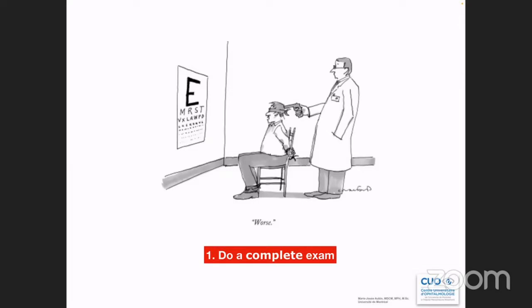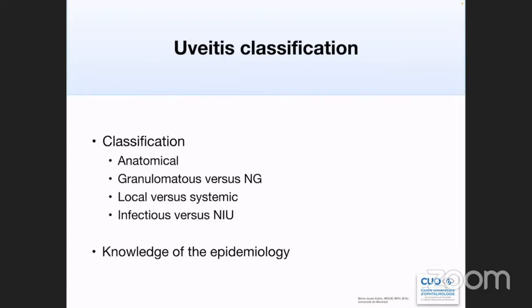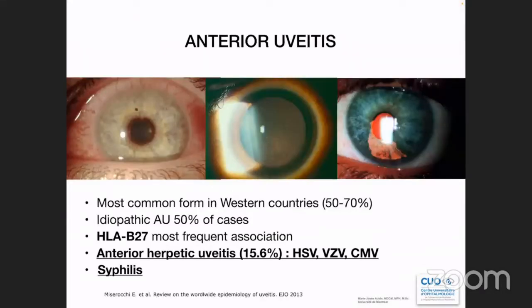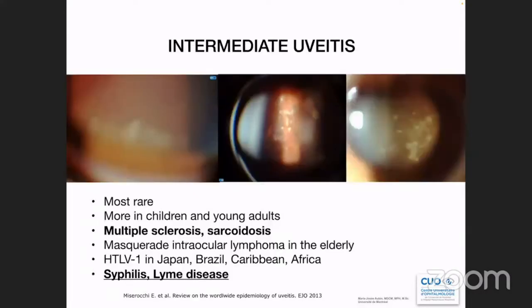To rely on your anatomical classification. This is not only for students, but it actually can guide you toward the correct diagnosis. For example, in anterior uveitis, we know idiopathic is common, HLA-B27 a frequent association, but in terms of infectious disease, you need to think of group herpes and of syphilis.